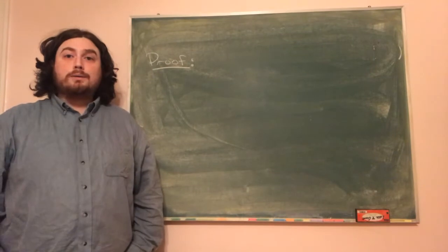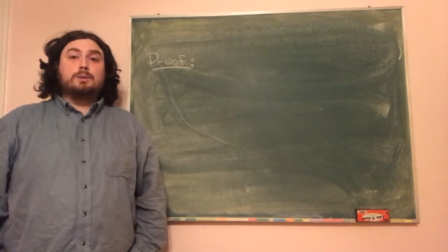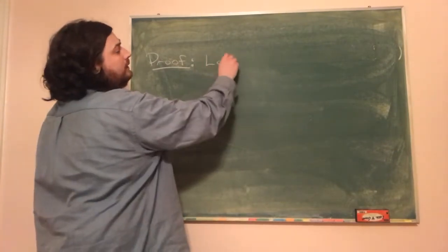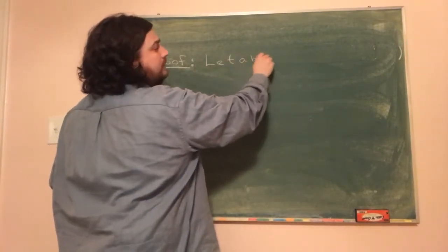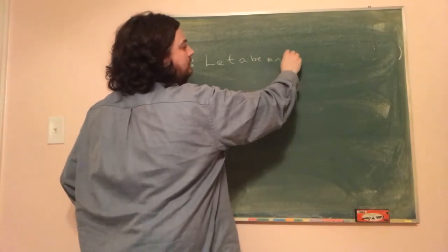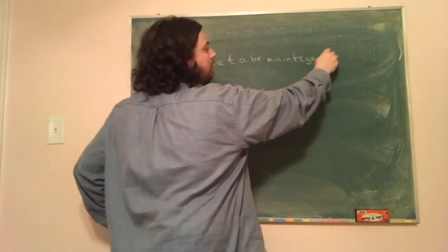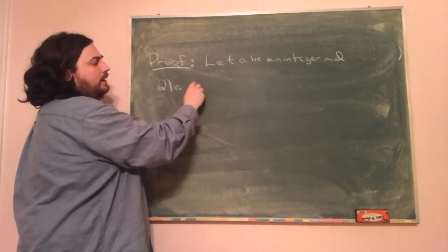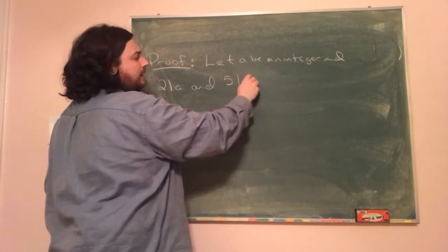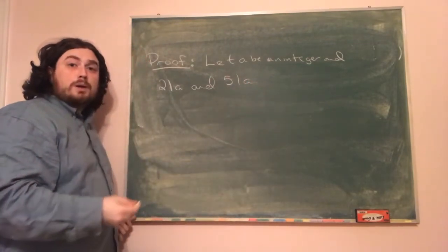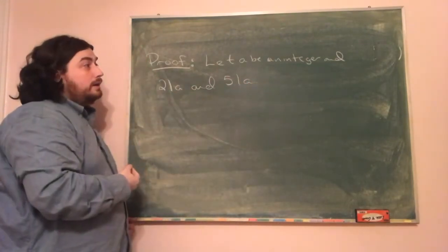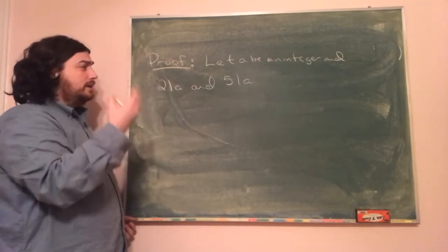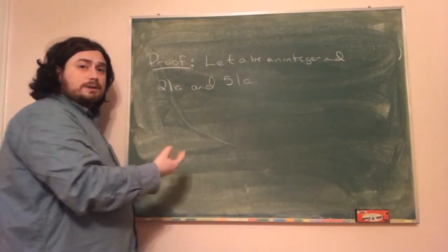Now that we've combined all that information together, we're ready to turn this into a proof. So what I'm going to start with is I'm going to say what I'm assuming. So let a be an integer, and suppose that 2 divides a and 5 divides a. So now we're assuming the negation of the then part so that we can do a proof by contrapositive. So we have a is an integer and 2 divides a and 5 divides a.